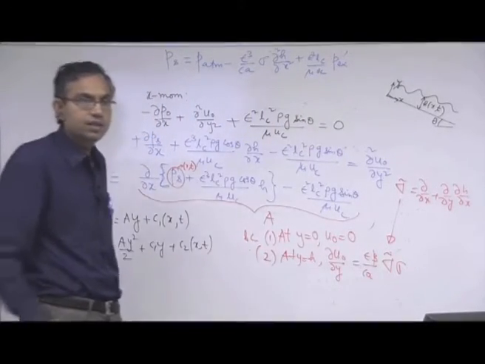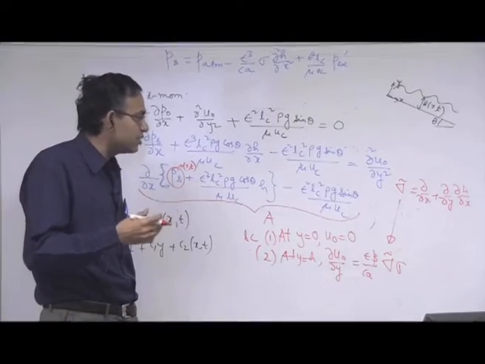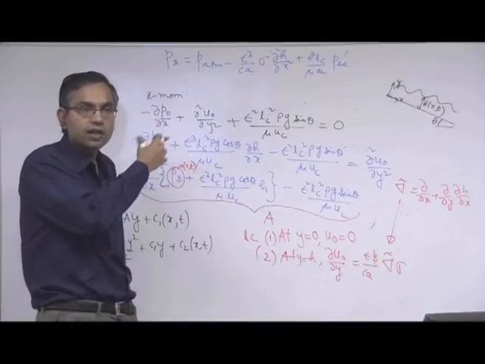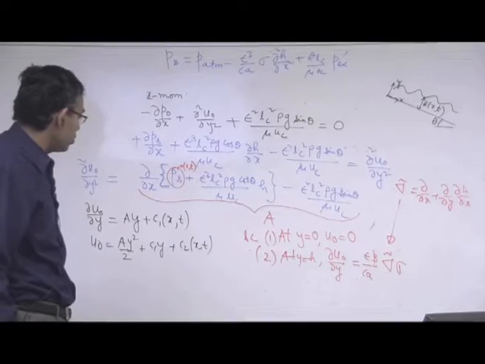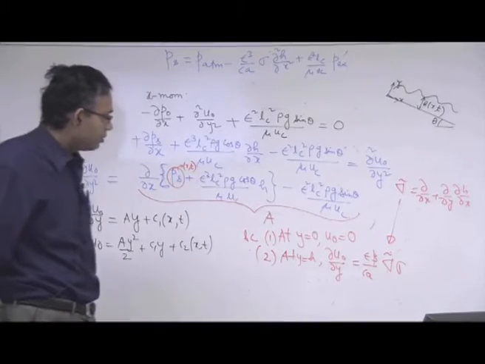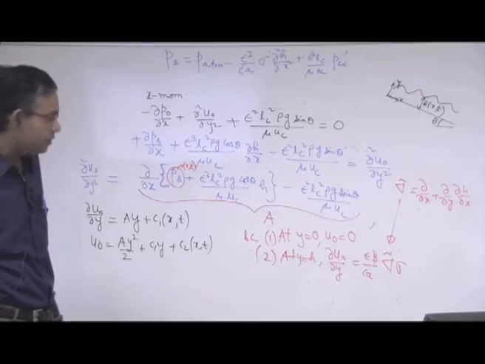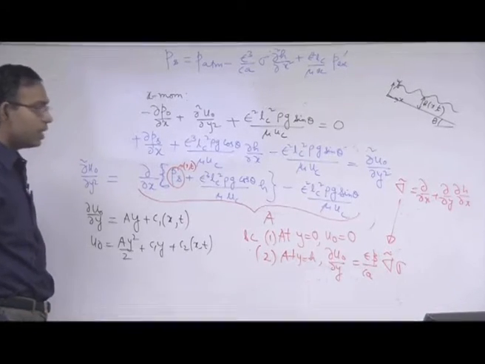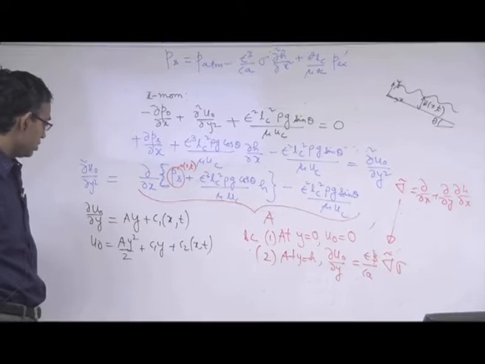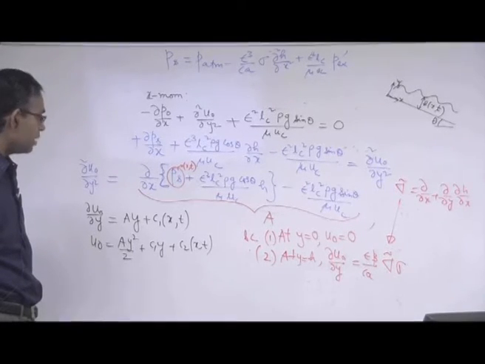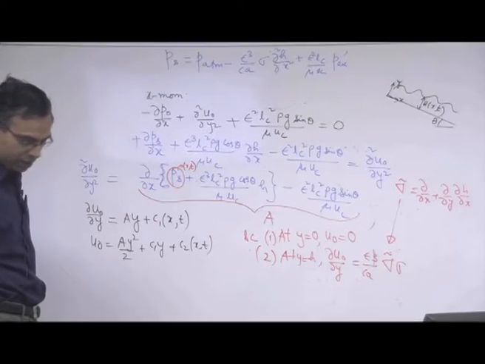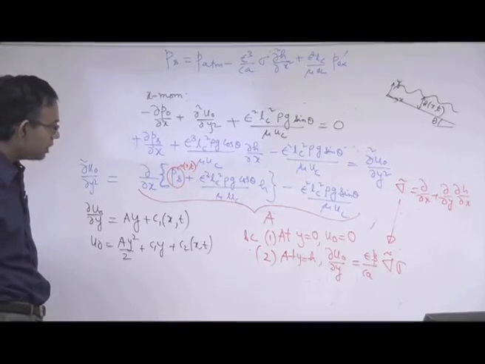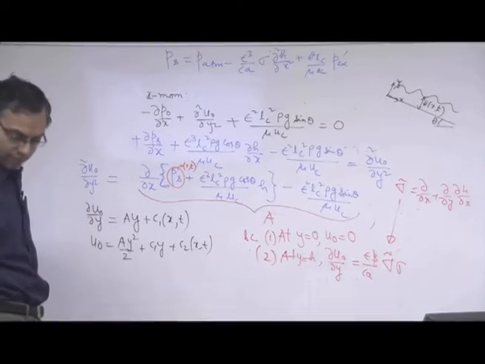We have discussed all this. It is not necessary that every time we go back to where we started discussing, so I am just giving you the summary. We need to calculate C1 and C2 based on these conditions, which we will do in a moment. At y equal to 0, u0 equal to 0. But before that, at y equal to h, del u0 del y is equal to epsilon beta by capillary number del tilde sigma. From that we can find out what is C1.